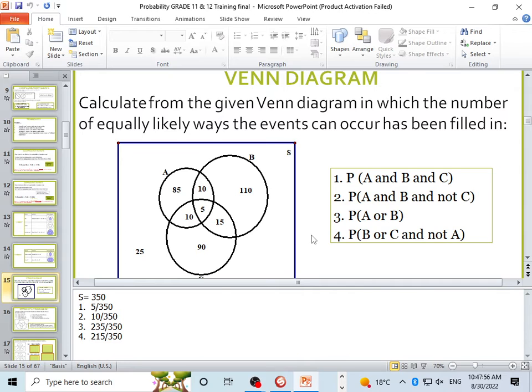Everyone? Okay. What's the probability of getting B or C and not A? So I'm going to go through it quickly with you. This one is B or C. This one is B or C. This one is B or C. The 25 is B or C. No, we don't want the 25. Sorry. It's not B or C. So it's this one 90, 15, 110. But everything that's part of A cannot be part of our answer. Because they want B or C, but not A. Okay.